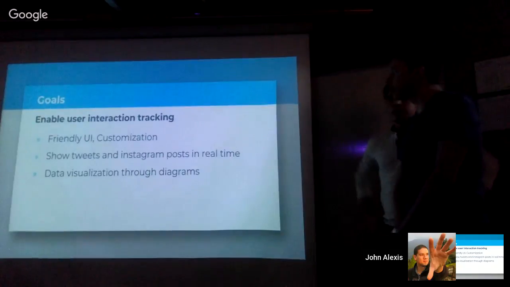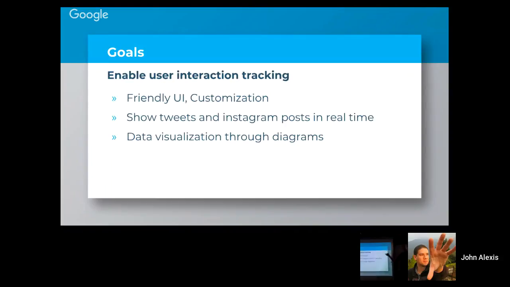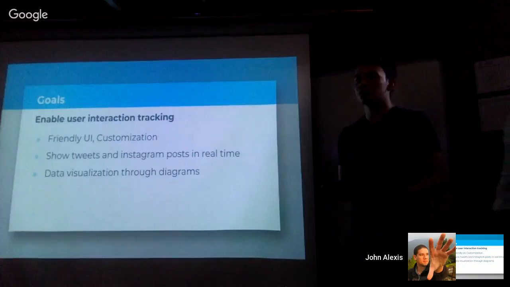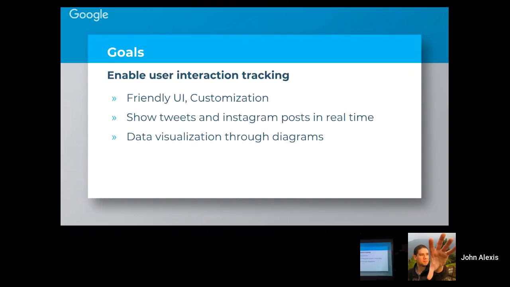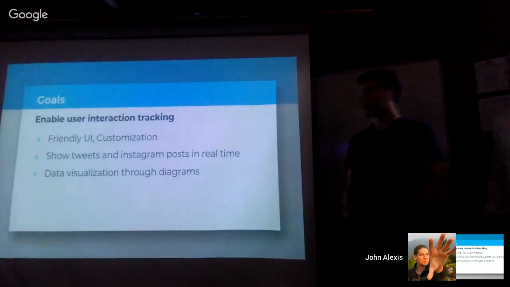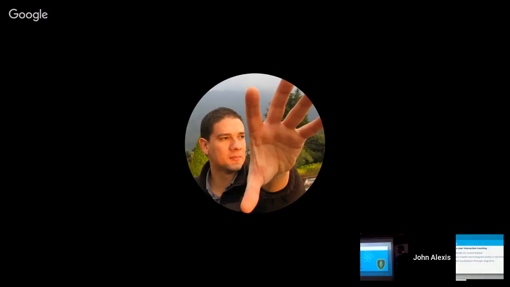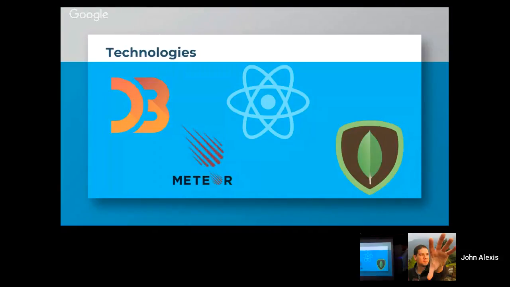So as Carlos said, our main goals were to build a friendly UI and make it customized to the user, show tweets and Instagram posts based on one hashtag, and give data visualization to drive diagrams. The technologies we used for this application are MongoDB to store the information that we needed, Meteor React for the web application, and D3 for the visualizations to enable the users to understand their interactions through easy to understand diagrams.